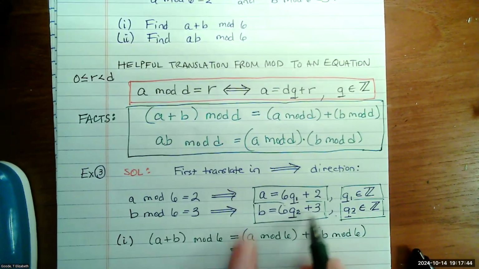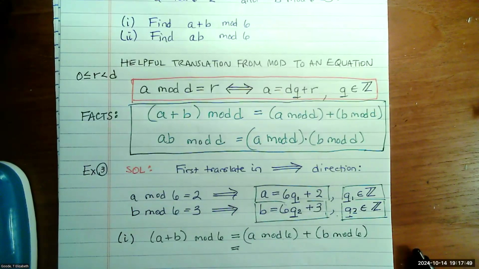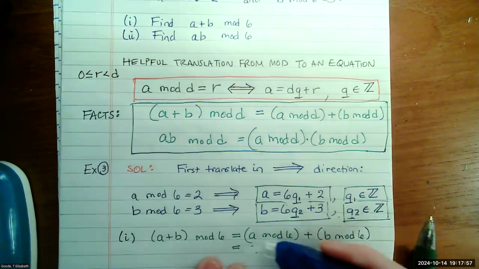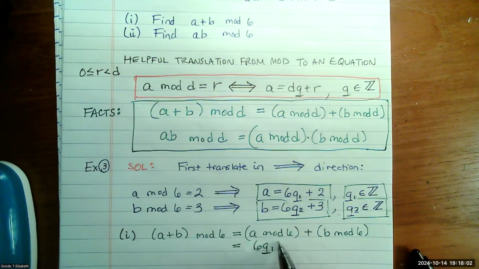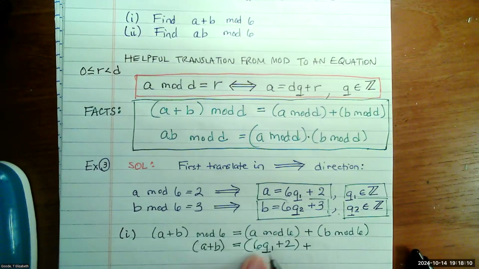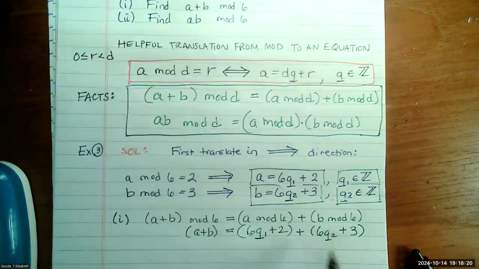And we know now what A mod 6 is. A mod 6 means that A is equal to 6Q1 plus 2, my bad. And B, so we're really looking at A plus B here. So A plus B is A, which is 6Q1 plus 2, plus B, which is 6Q2 plus 3. Sorry for the index. Well, what is that?